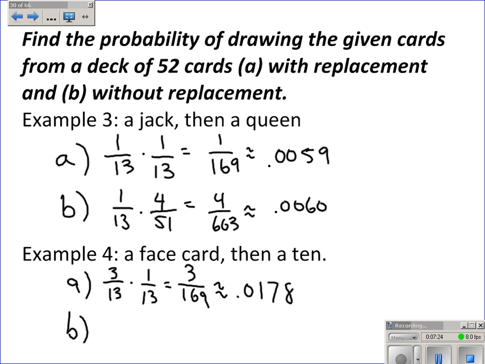Okay. B, a face card and then a 10 without replacement, you would pick 3 out of 13 for the first card. But the fact that you don't put it back changes your belief about the next card being a 10, because there's only 52 cards left. I'm sorry, 51 cards left. There are 4 10s left. And it's going to be equal to 12 out of 663, which is approximately equal to 0.0181.